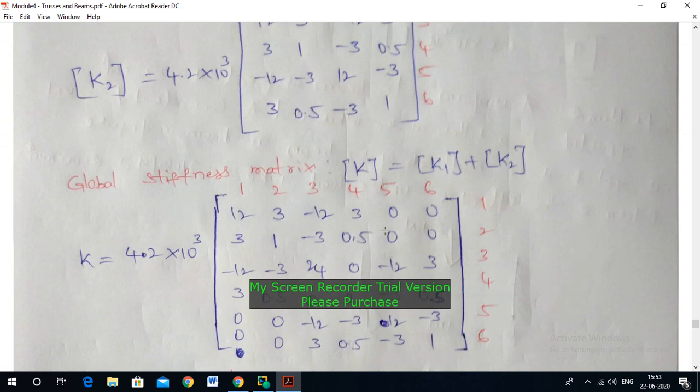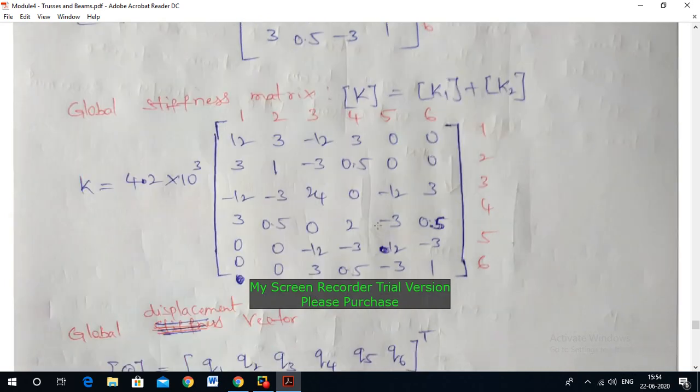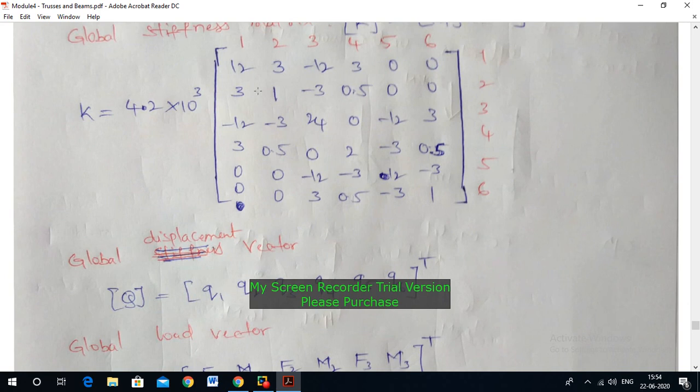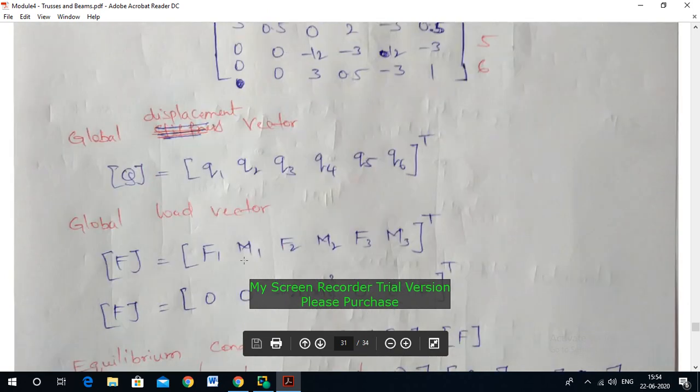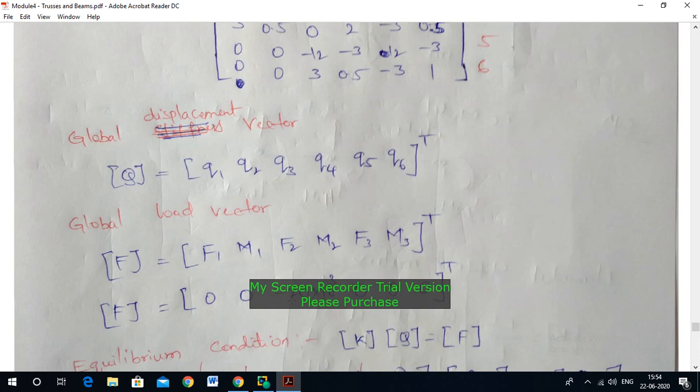Similarly, you can do the same procedure for adding the corresponding elements and rows, and after simplification I will finally get this answer, the global stiffness matrix. Therefore, the global displacement vector Q is equal to Q1, Q2, Q3, Q4, Q5, Q6 transpose, and the global load vector F is equal to F1, M1, F2, M2, F3, M3. At node 1, which is fixed, F1 and M1 equal 0. At node 2, the force acting in the downward direction is minus 20 into 10 power 3, and M2 is 0. At node 3, a roller support is there, so no force and moment are acting at F3 and M3, which are 0.